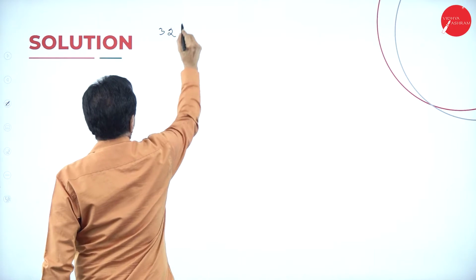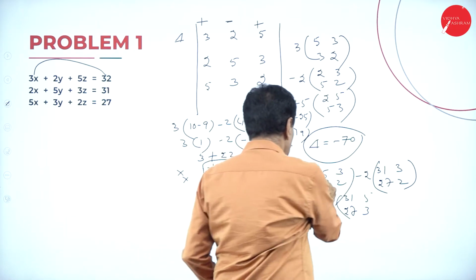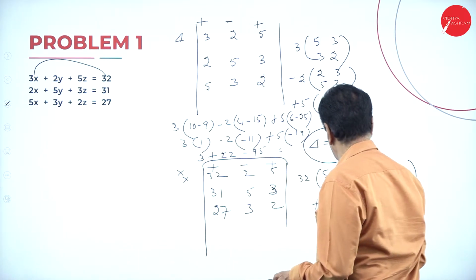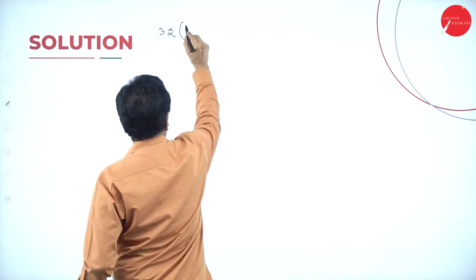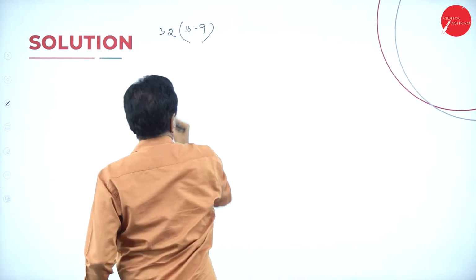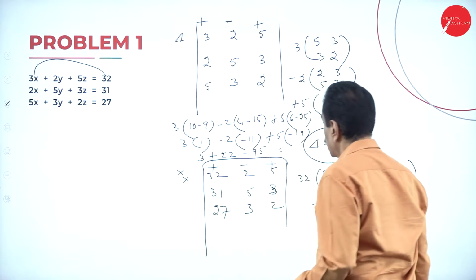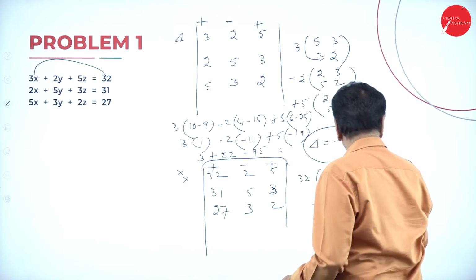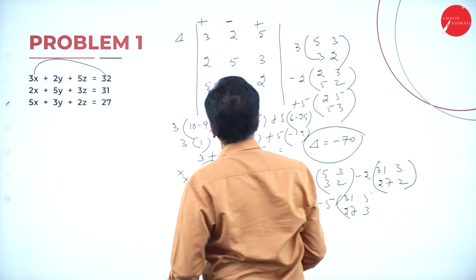32 into, 5 2s are 10, 3 3s are 9, 10 minus 9. Then the second one, minus 2.